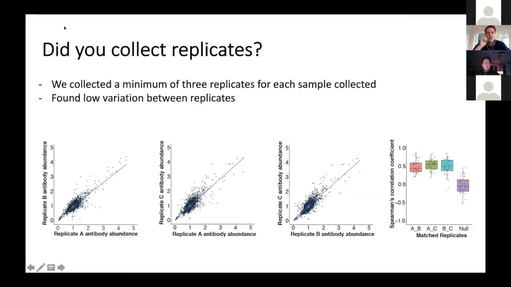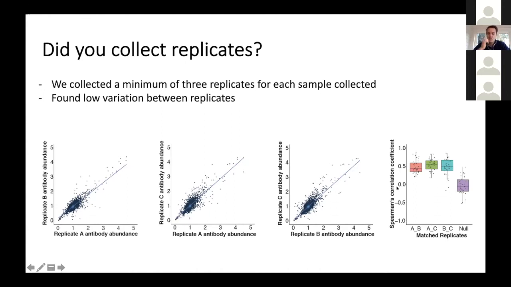We tried to design the overall experiment so it was as robust as possible. In doing that, we collected a minimum of 3 different replicates for each of the samples. And then in analyzing the data, we found relatively high replicate-to-replicate correlation. I'm showing examples here of RPPA replicates, comparing replicate A against B, A against C, and then B against C.